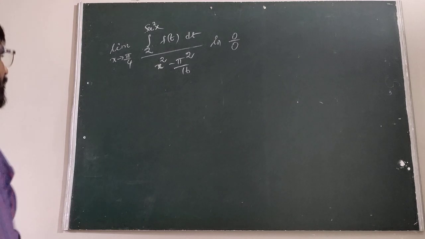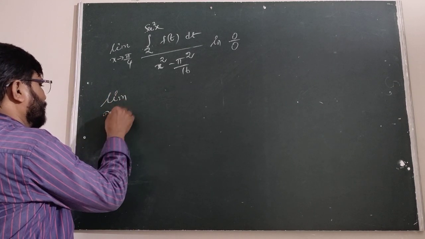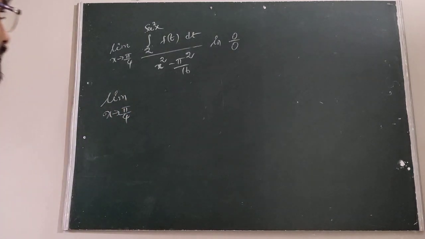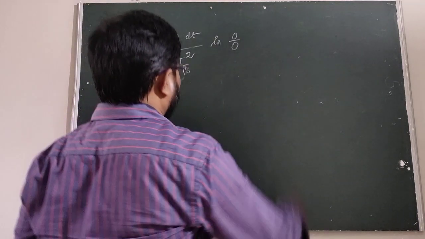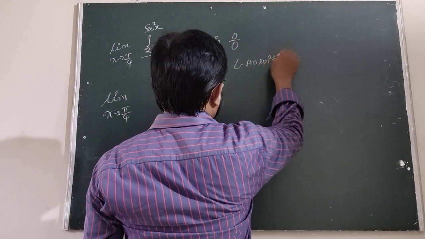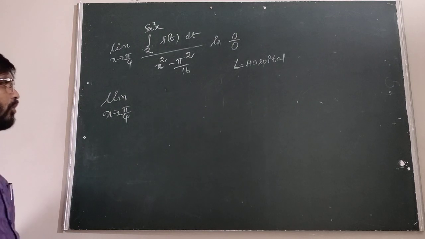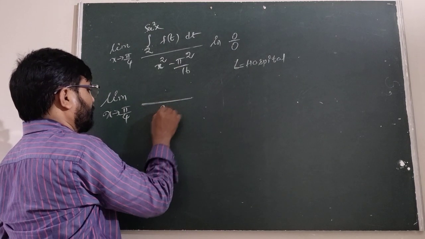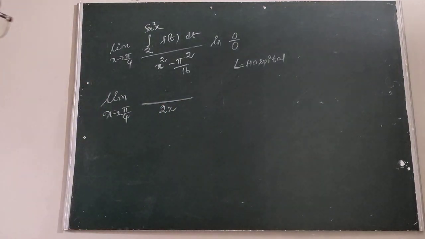Now we can write the limit x tends to 45. When it is in the form of 0 by 0, we know that we apply the L'Hospital rule. Therefore, all of you listen here: the derivative of the denominator, the derivative of x square, is 2x.